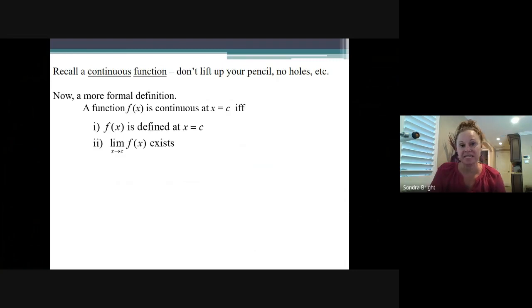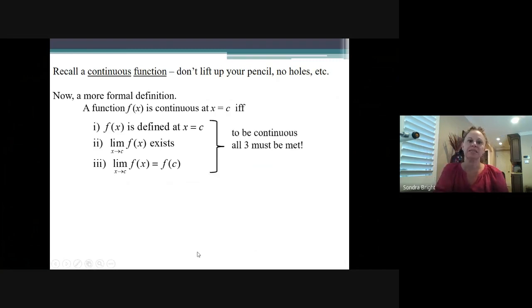So remember, the limit exists as long as the limit from the left and the limit from the right, if those are the same value, then we say the limit exists at x equals c. And then the third part is that the first 2 are the same value, so that this limit that exists is exactly equal to the function's value at that same spot. So all 3 of these need to be true if a function is continuous at a specific point.